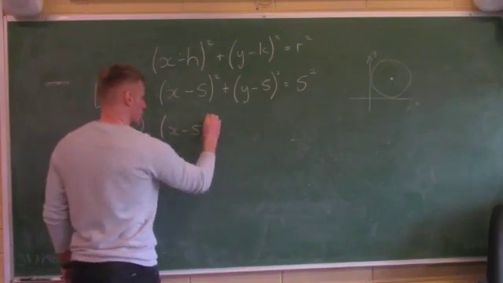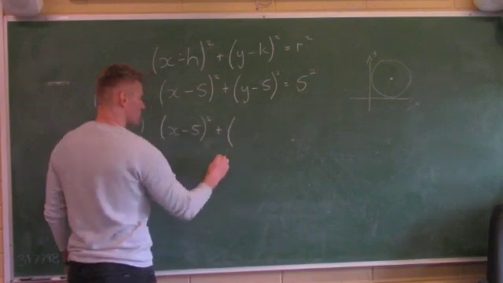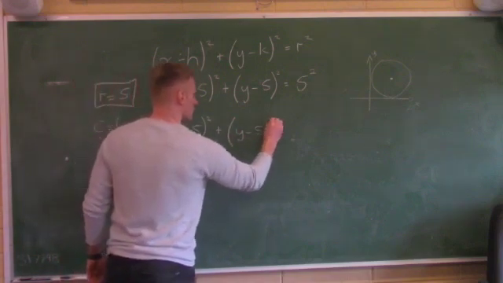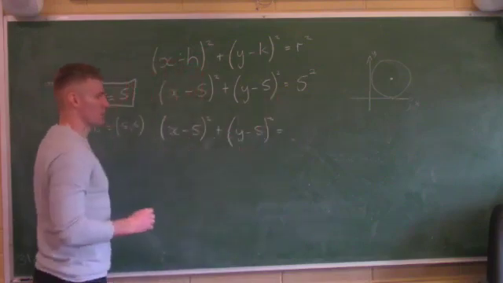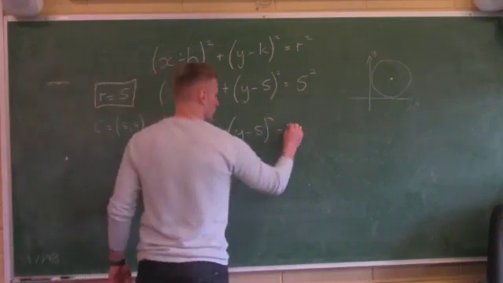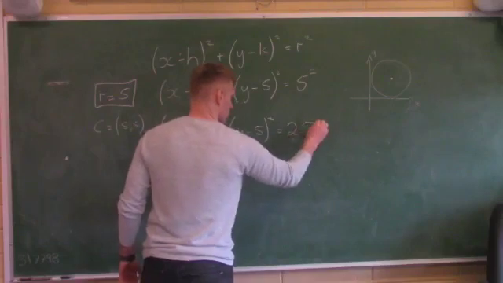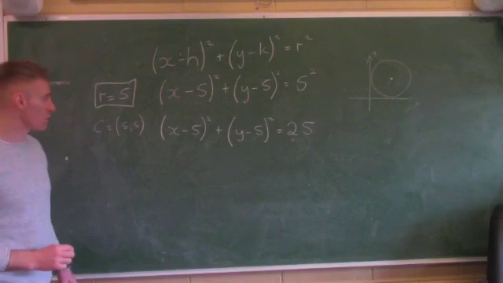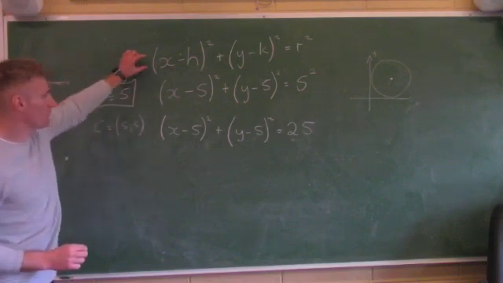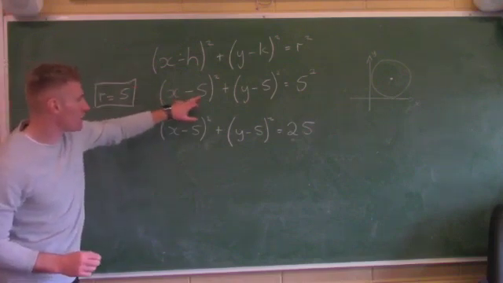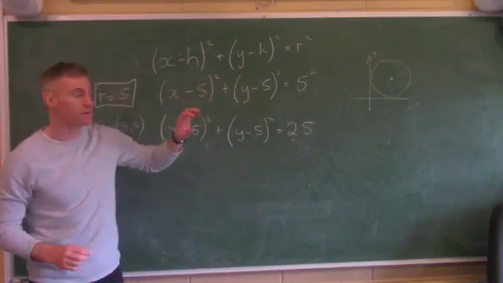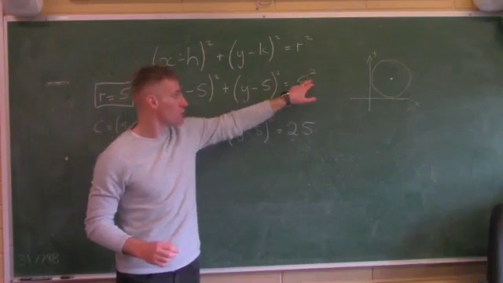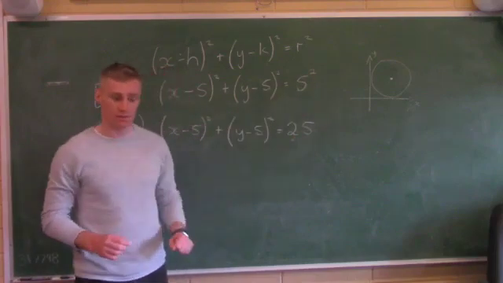It stays the same, we don't have to multiply that out. So (x minus 5) squared plus (y minus 5) squared equals 5 squared, which gives me 25. And that is my answer. All I did was write my formula, sub in my values for h and k, my centre, sub in my value for r, which is my radius, and work out my radius squared. 5 squared gives me 25.